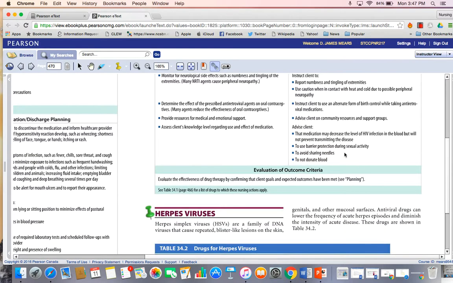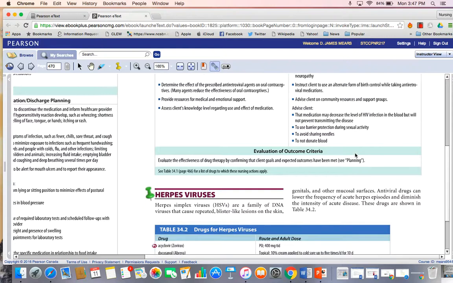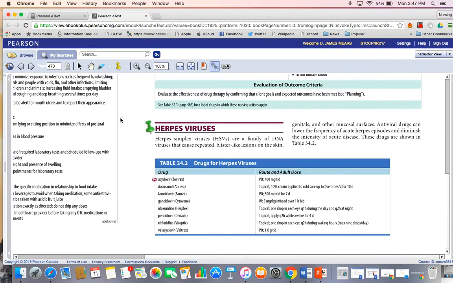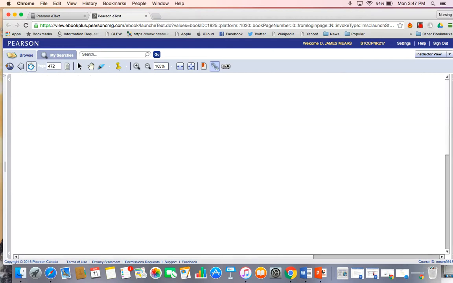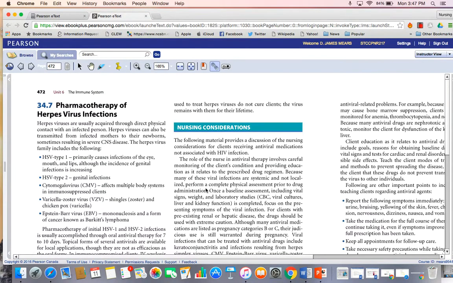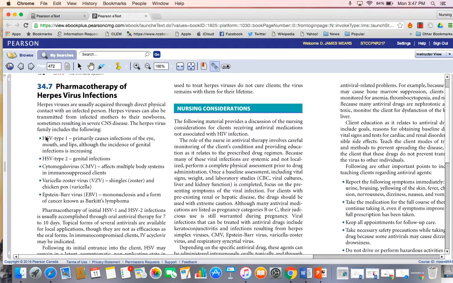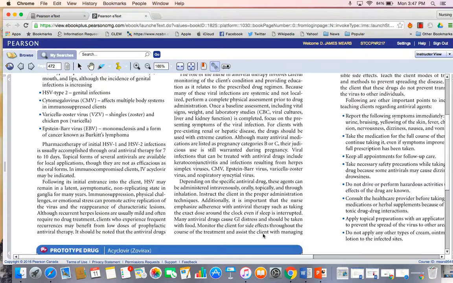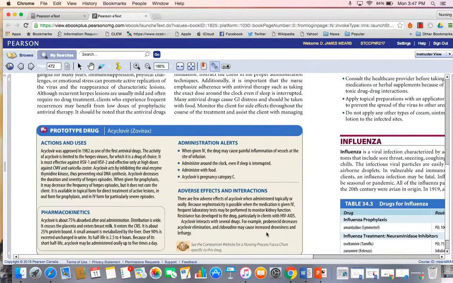It doesn't cure the virus. There's a lot of misunderstanding out there that if they take their medication, they can't transmit it to someone else, whether it's a cold sore or any type. So herpes simplex 2, herpes simplex 1. Very important to read these. Chickenpox, varicella virus, Epstein-Barr. We'd like you to read these. These we think are important, common, and expected to know.